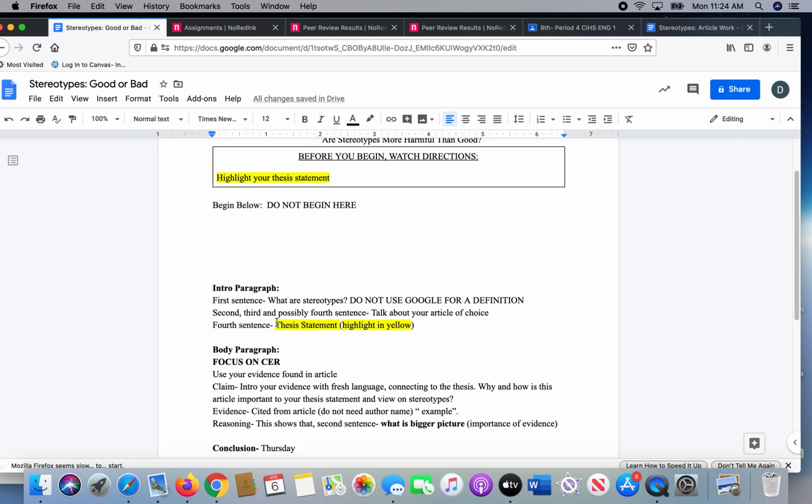So again, gloss over here. Go to your marker. Hit yellow. Again, we should know how to do that. So, after you've done that, you're set for your body paragraph. So in your body paragraph, I want you to focus on CER.